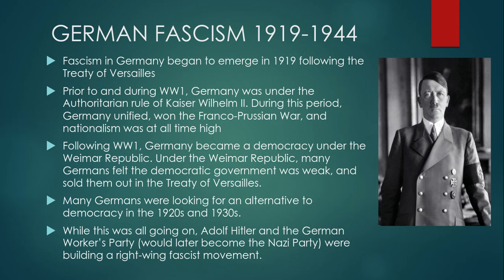Now, under the Weimar Republic, many Germans felt the democratic government was weak and sold them out in the Treaty of Versailles. If they were a strong government, well, the Treaty of Versailles wouldn't have been as harsh on Germany, they believed. So many Germans are looking for an alternative to democracy in the 1920s and 30s. While this is all going on, Hitler and the German Workers' Party, they're building a right-wing fascist movement.